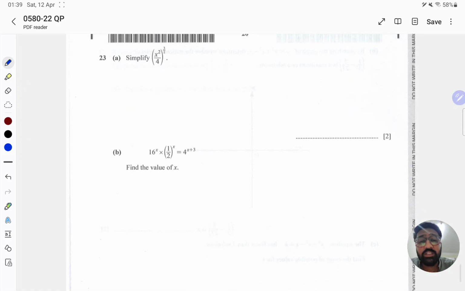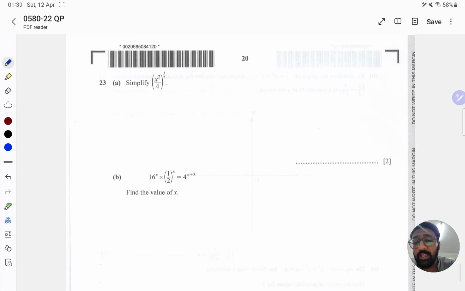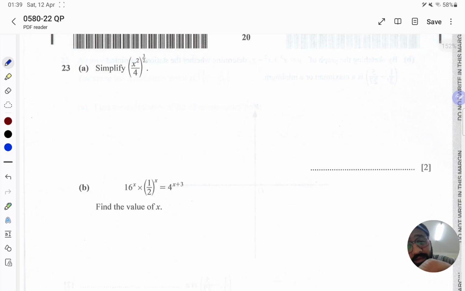23. Okay, question number 23, which is the last question. Question 23, part A. It says simplify this and that. So indices. So always look at the denominator of the power and try to make the power as the denominator that is there. So what you can do is you can write down x power 2 divided by 2 power 2 and whole power will be 3 by 2.